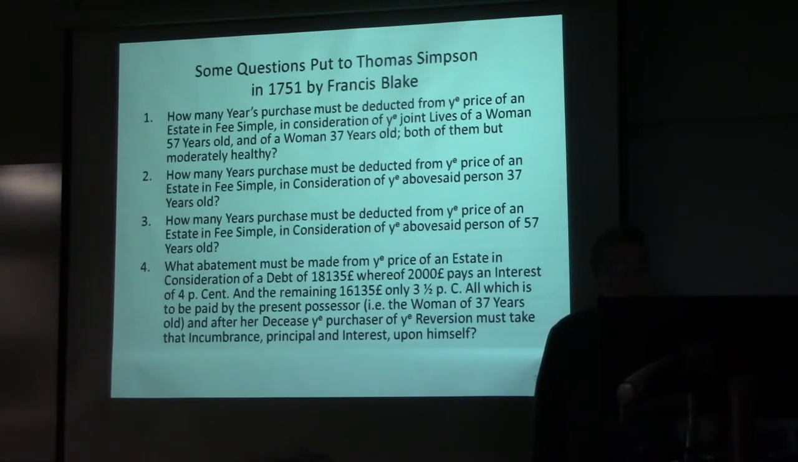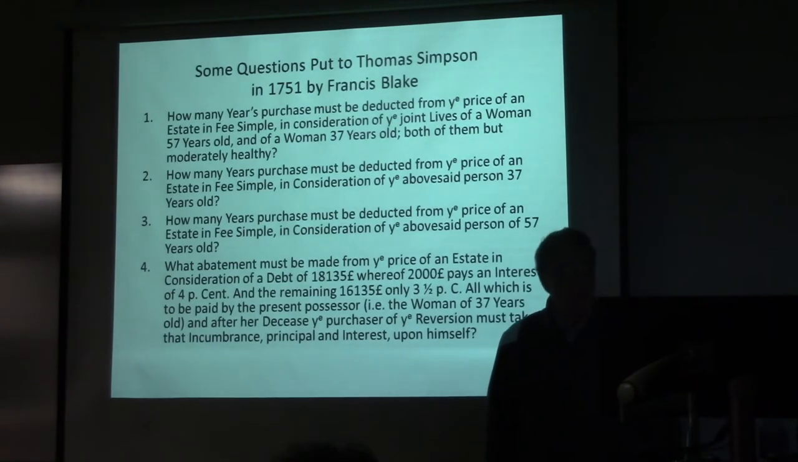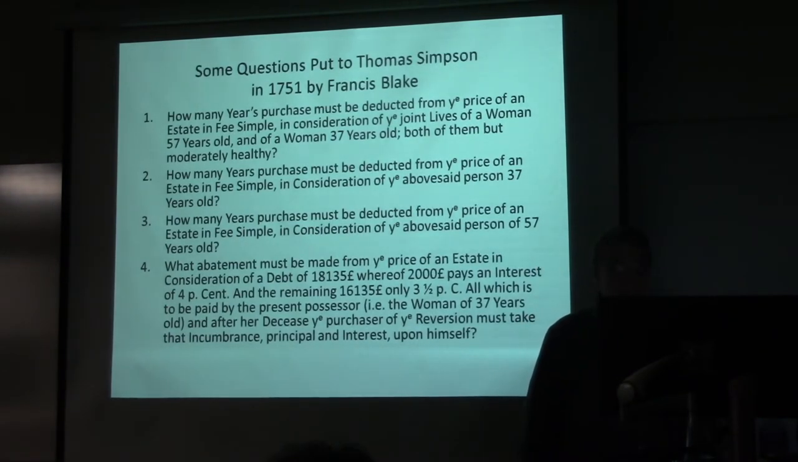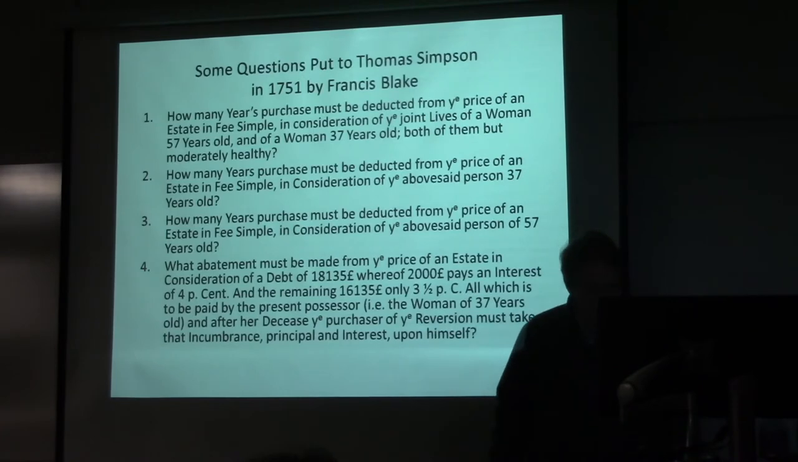And the rest of the questions are similar until you get to the fourth question, which is really what the person wanting the consulting was after. What abatement must be made from the price of an estate in consideration of a debt of £18,135, whereof £22,000 pays at interest 4%, and the remaining £16,135 pays only 3.5%, all of which is to be paid by the present possessor, the woman of age 37, and after her decease, the purchaser of the reversion must take that encumbrance principal interest upon himself. So all very complicated, but basically it's a problem related to property. So the preamble might be any annuity, but the real question is a valuation of a property.